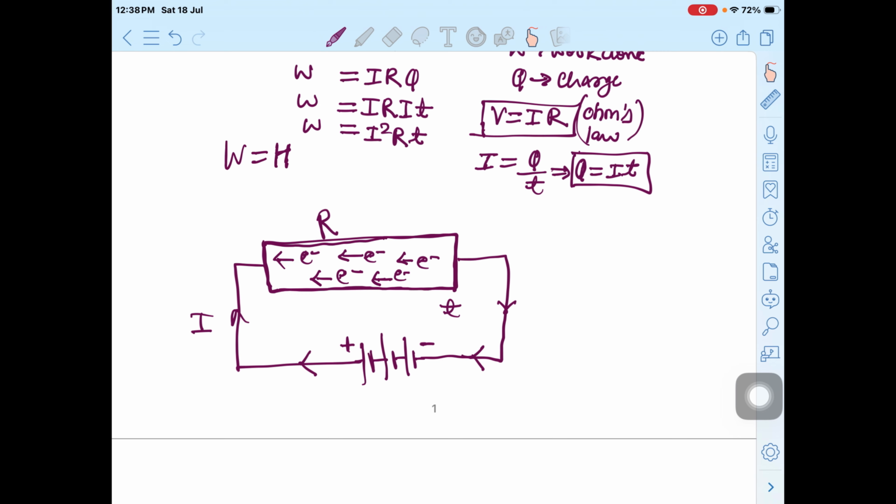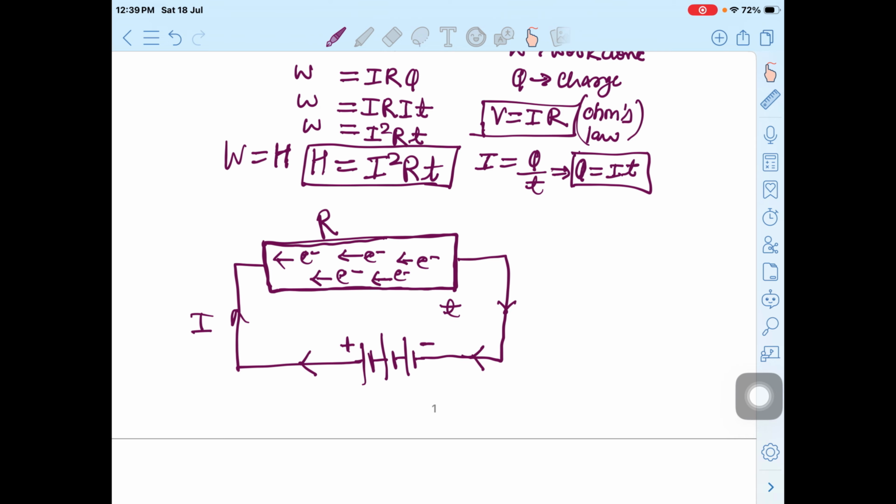Now here we can substitute this value. So H is equal to I square R T, right? Our formula has become H is equal to I square RT. This was the statement given by James Prescott Joule. I hope this is clear.